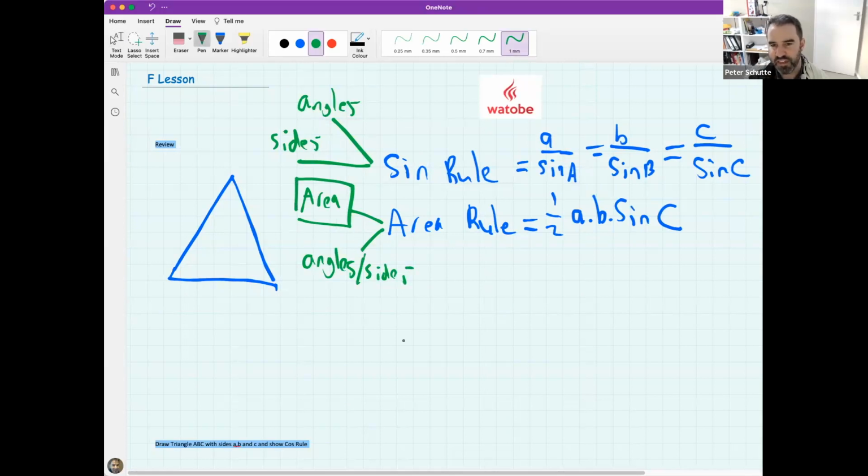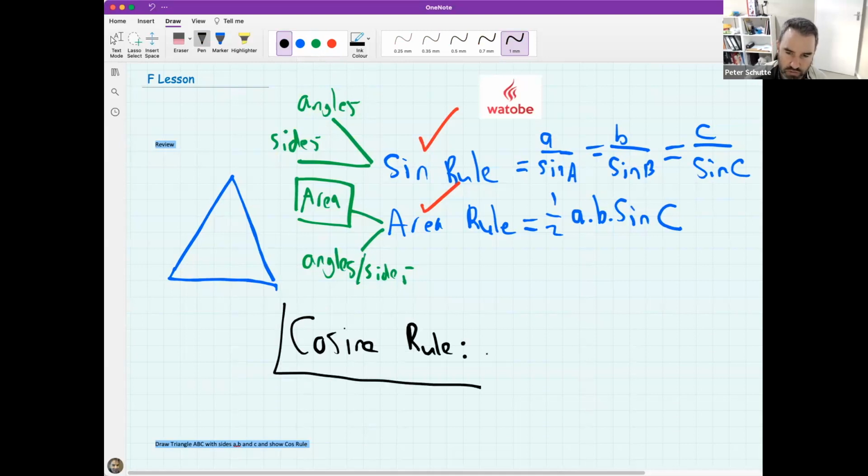Okay, and the big thing that this module is about is that these two rules work in all triangles. They don't just work in right angle triangles, they work in all triangles. And that was the big change from grade 10 to grade 11, where trig was really very focused on right angle triangles, whereas now we deal with all triangles. Now tonight's lesson is going to be based around the cos rule, or some teachers say the cosine rule. And so I'm going to start with that shortly.